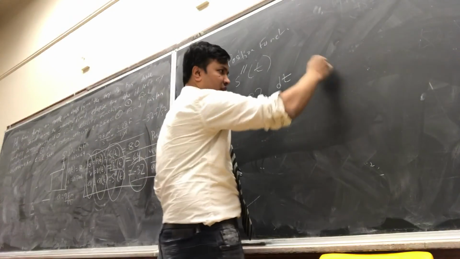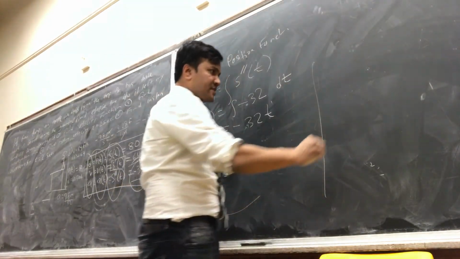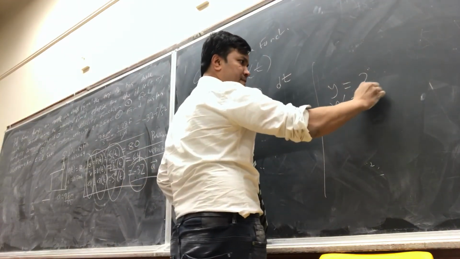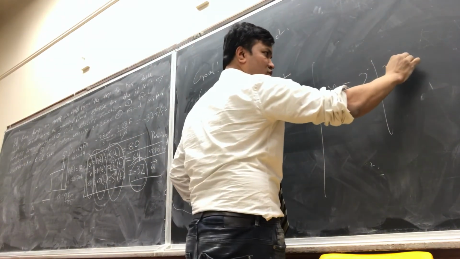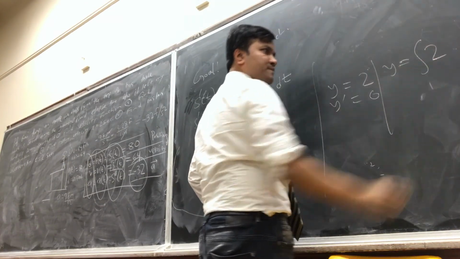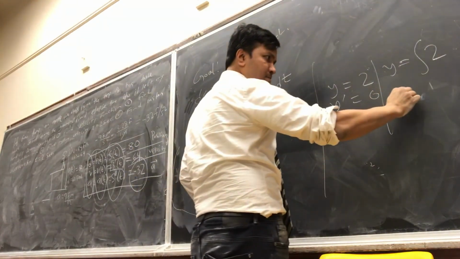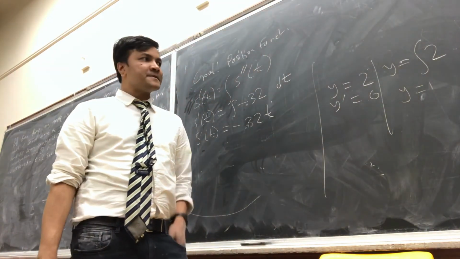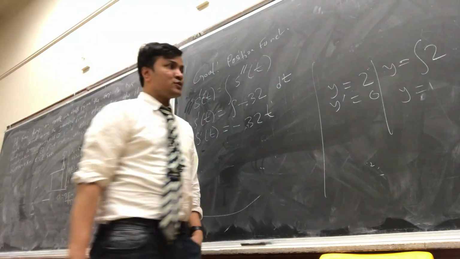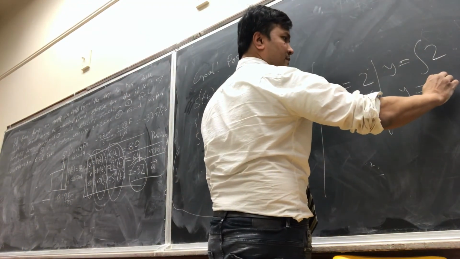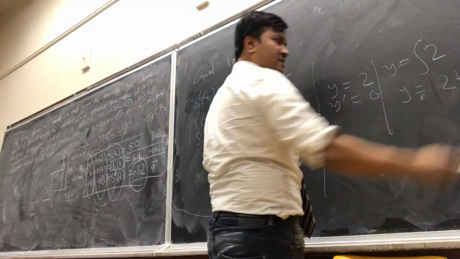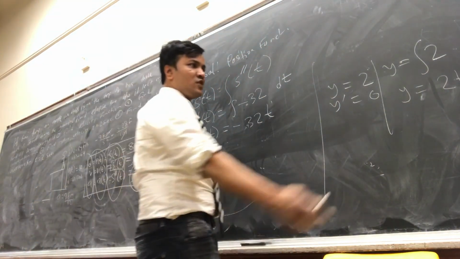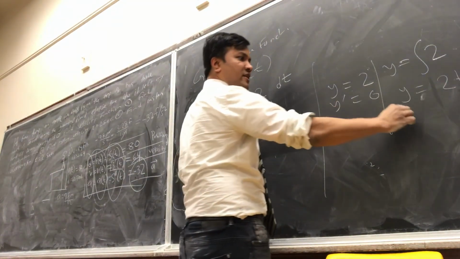Before I go further, I want to give you a hint. Y is equal to 2. What is y prime? 0. Y is equal to 2. What is the integral of that? 2? 2x or 2t? Yeah, very good. Does that make sense to everyone? Because if you take the derivative of 2t, what do you get?